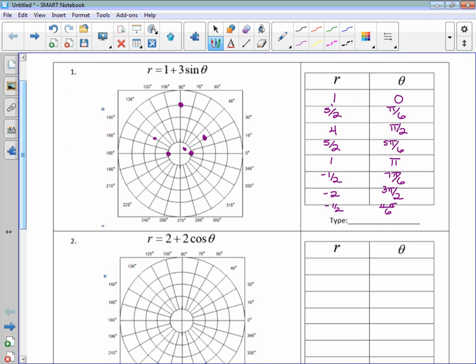Then same idea with negative 2. So I would go left 2, so over here 2, and then I have to travel 3 pi over 2. So starting here, this becomes pi over 2, pi, 3 pi over 2 is up there.